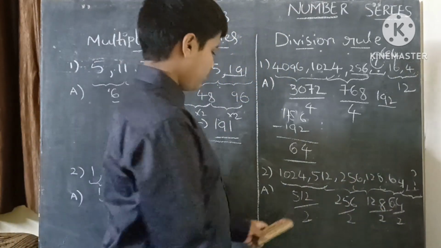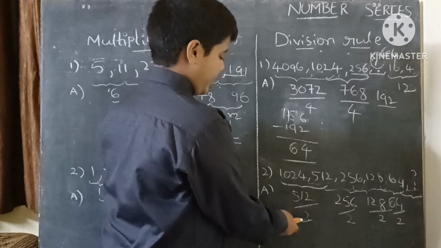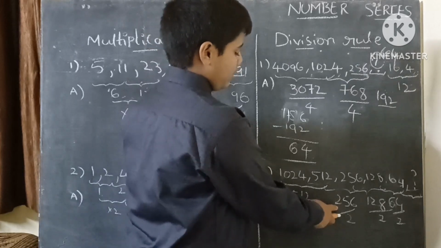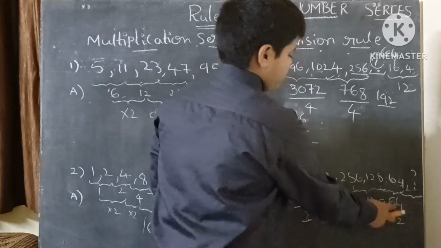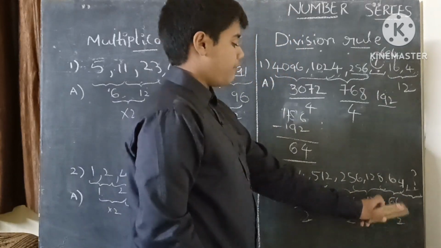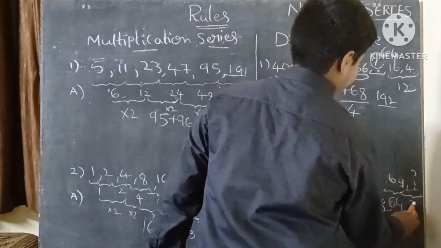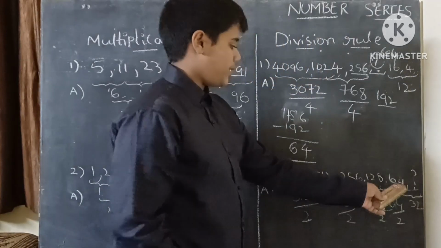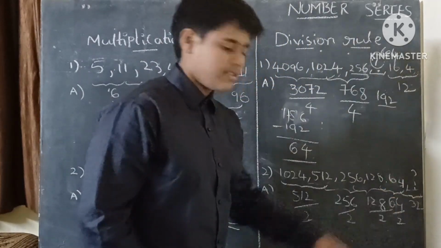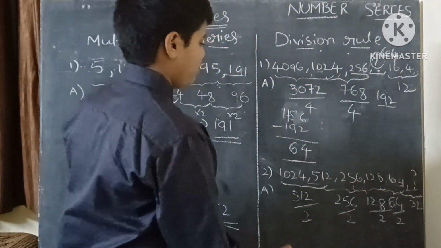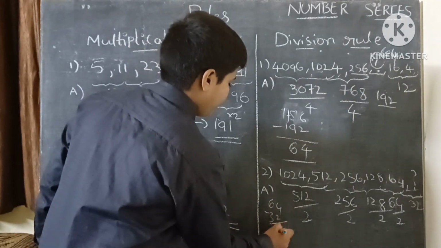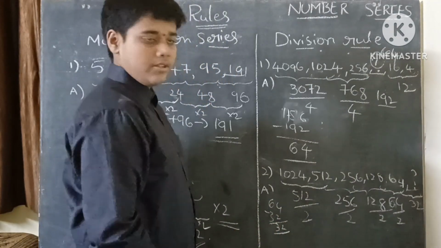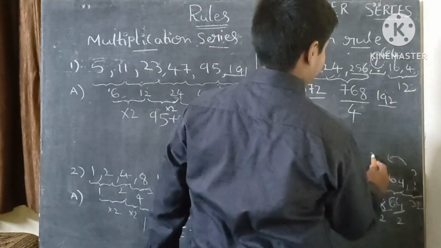If we divide 512 by 2, it becomes 256. 256 by 2 is 128. 128 by 2 is 64. And 64 by 2 is 32. So the difference between 64 and the unknown number is 32. Then we subtract 64 minus 32, which becomes 32. So the unknown number is 32.